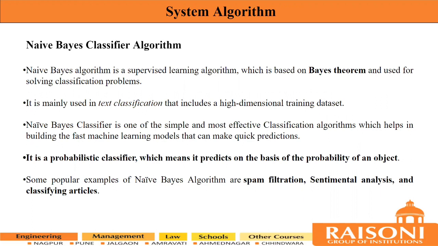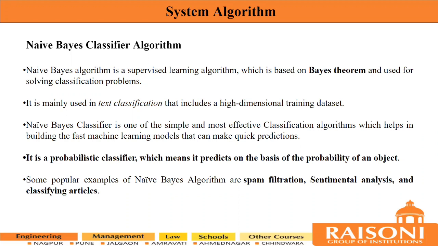System algorithm. This is the main topic of our project, the naive Bayes classification algorithm. We have used this algorithm for classification of input text into various emotions. The naive Bayes algorithm is a supervised learning algorithm which is based on Bayes theorem and used for solving classification problems. It is mainly used in text classification that includes a high dimension training dataset.